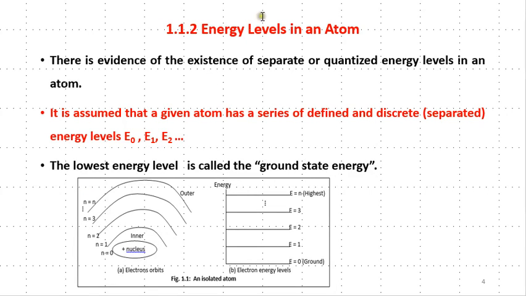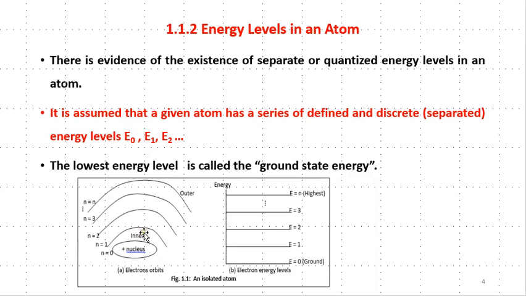Now we have what we call energy levels in an atom, and these energy levels are nothing but the different orbits around the nucleus. The one that is closest to the nucleus has number 1, the one next to it is 2, next to it is 3, and so on. And in each of these orbits we have electrons, and the amount of energy possessed by these electrons depends on the level in which they are located.